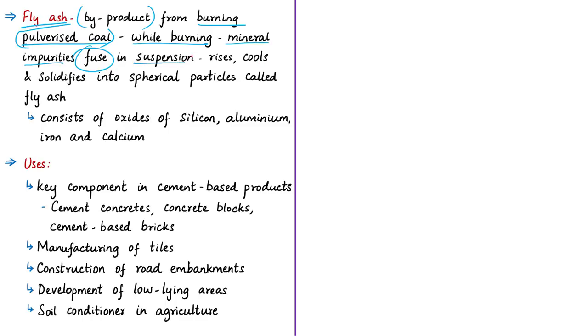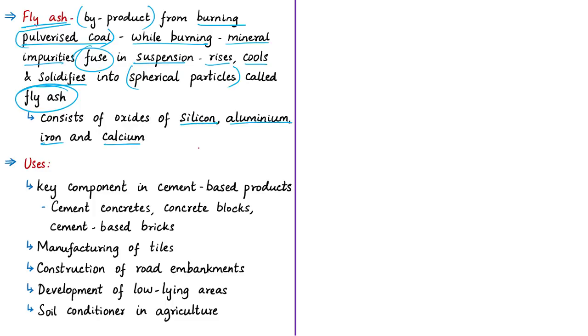The fused material rises, cools and solidifies into spherical glassy particles, which is called fly ash. This fly ash is collected from the exhaust gases with the help of electrostatic precipitators or bag filters. Now also know that fly ash is a substance which primarily consists of oxides of silicon, aluminium, iron and calcium.